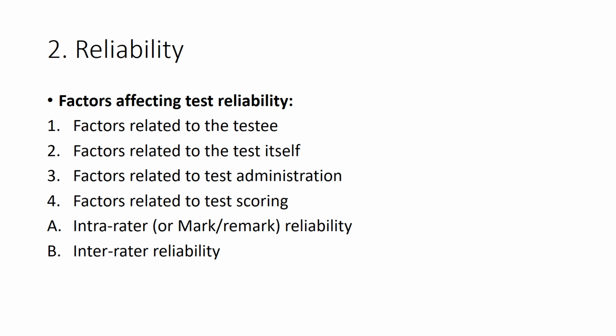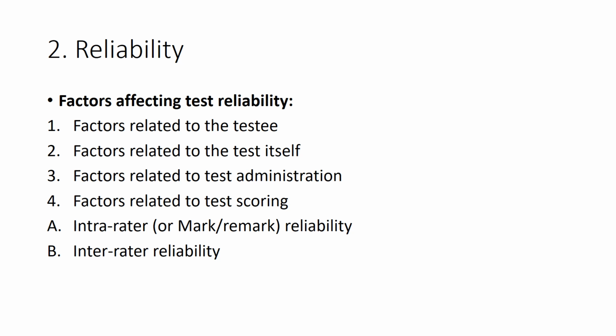Ambiguity of instructions and items. If the instructions, the form of the question, or what is required from the students to do is not clear for the student, this also will affect the reliability or the scores of the students.